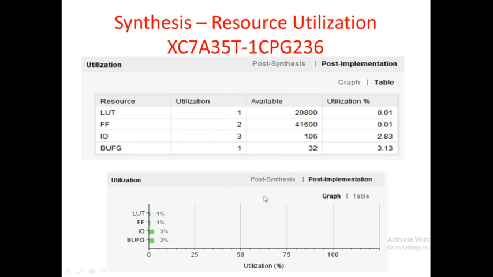Here, see the percentage used, it is 0.01, a very small percentage of lookup tables have been used. Totally the available lookup tables are more than 20,800, and 41,600 flip-flops are there. 106 IOs we can use. The device which we are using is XC7A35T-1CPG236. Out of 236 IOs we can use 106. So this device has been selected, based on the result which we are getting.